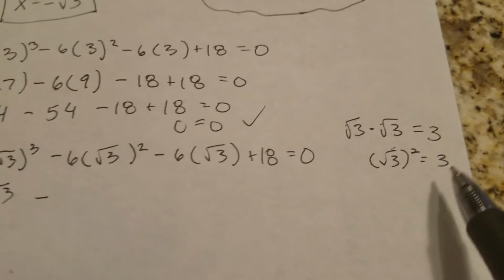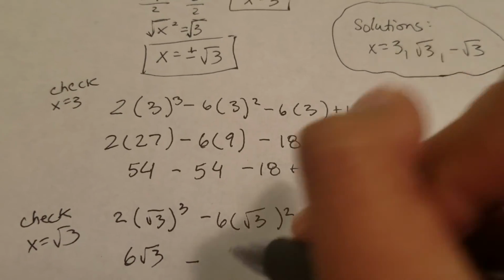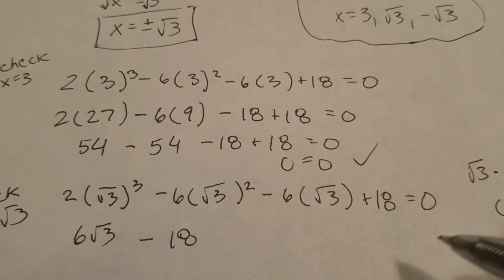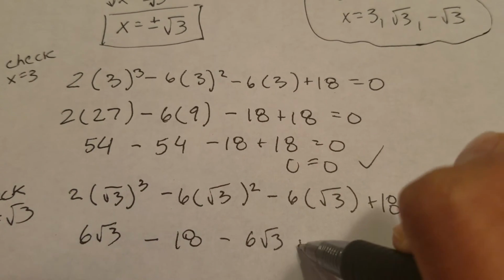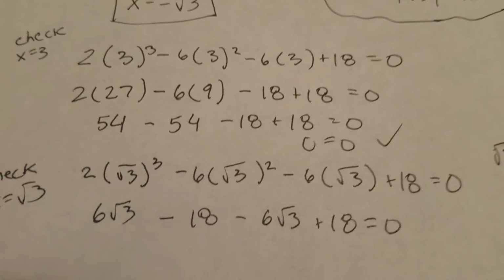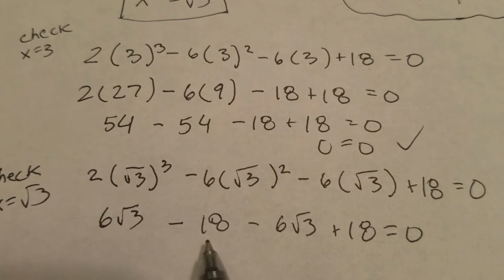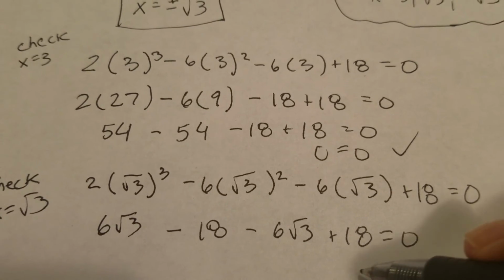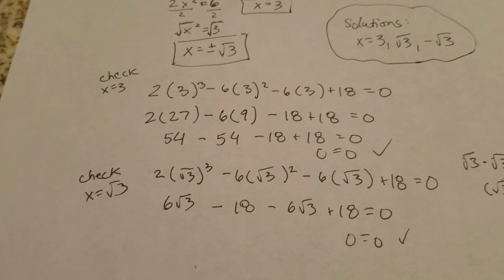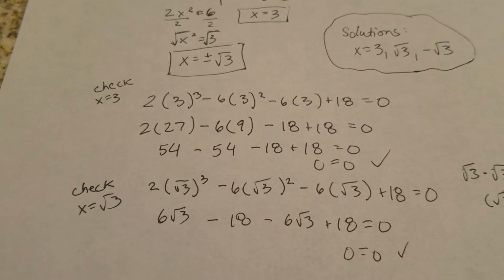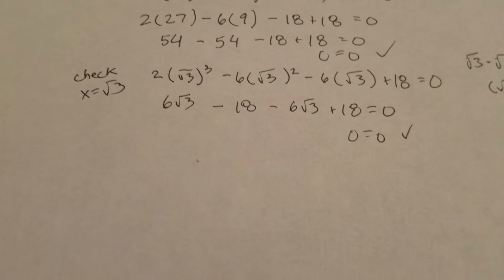Minus, we said earlier, root 3 times root 3 is 3. So 6 times 3 is 18. Minus 6 root 3, plus 18 equals 0. 6 root 3 minus 6 root 3 is 0. Negative 18 plus 18 is 0. 0 equals 0. Check. So far, your x equals 3 is good, your x equals root 3 is good. Let's do our last check.